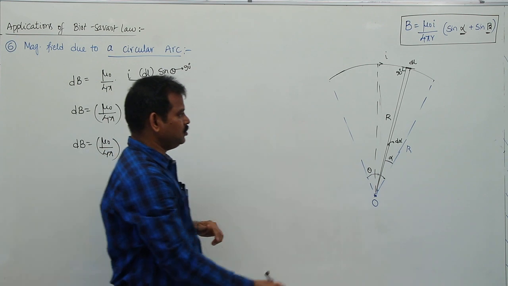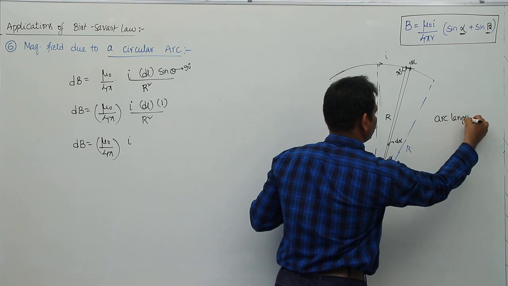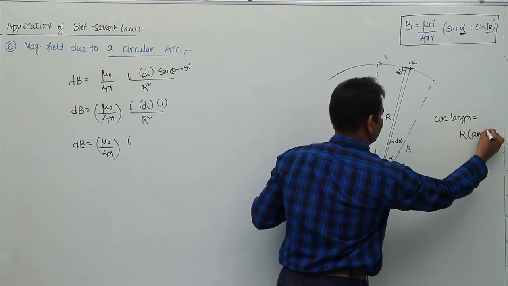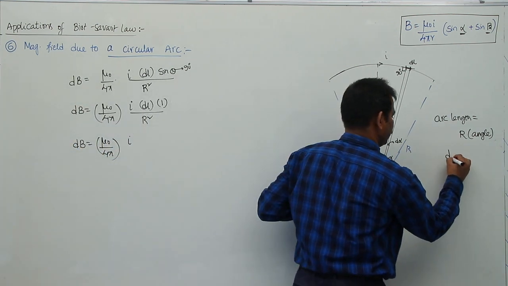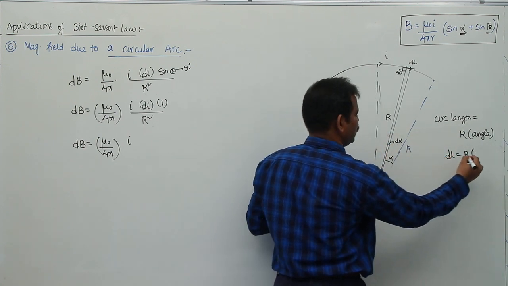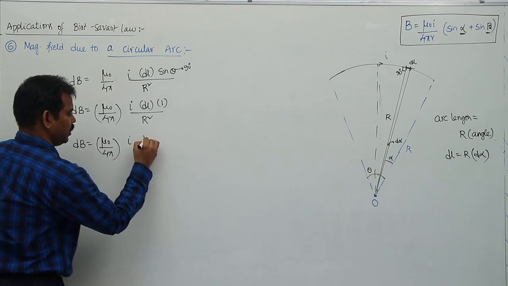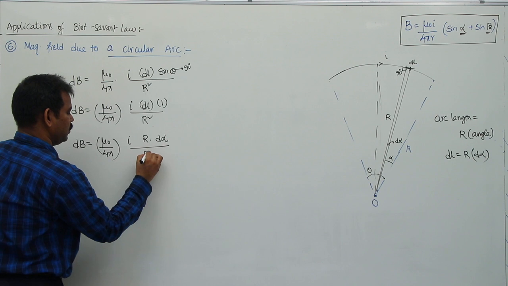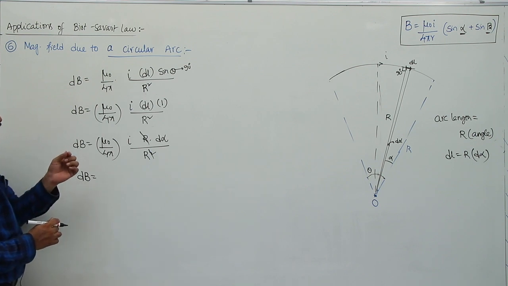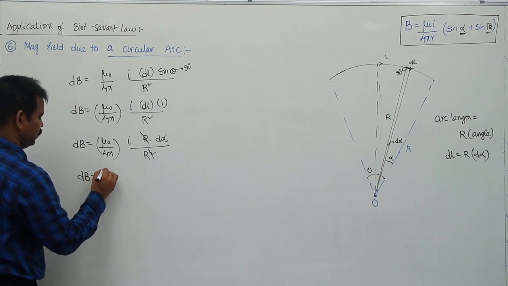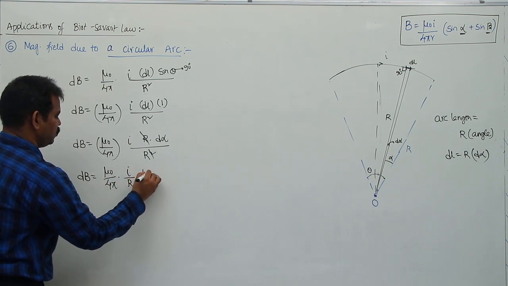What is that dl? This is a small arc here. We know that arc length is equal to radius into the angle subtended by the arc at the center. So the arc length dl is given by r into this small angle d alpha. In place of dl I am going to write r d alpha by r square. This and this get cancelled. So the final expression for the magnetic field at the center due to a small part of an arc is mu naught by 4 pi, I by r, into d alpha.